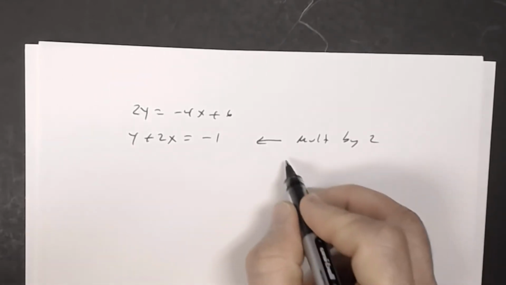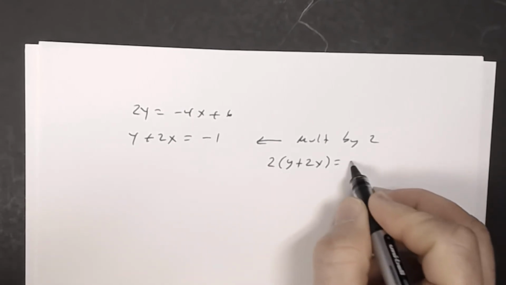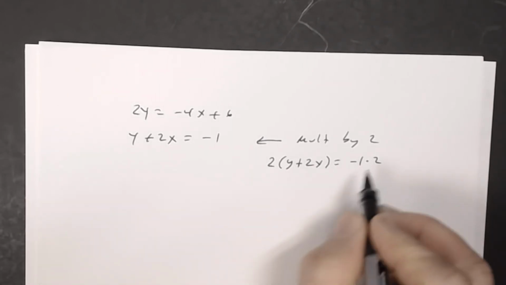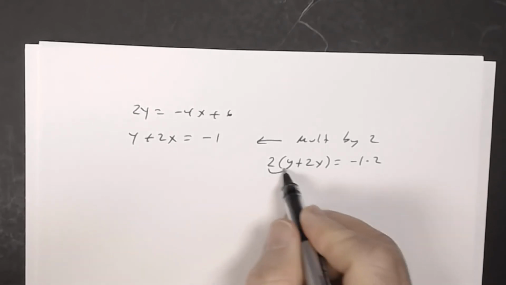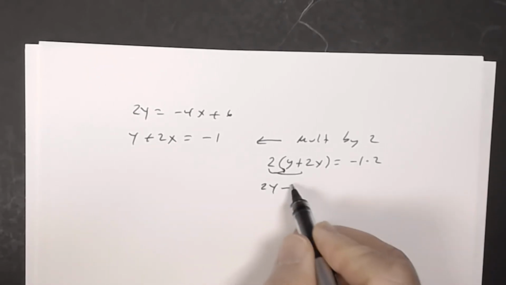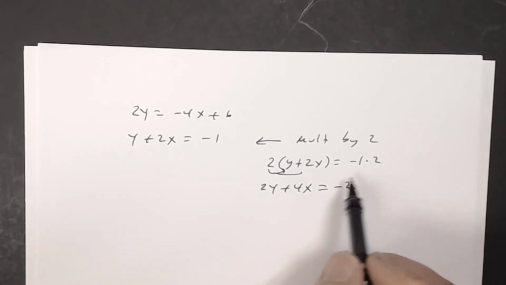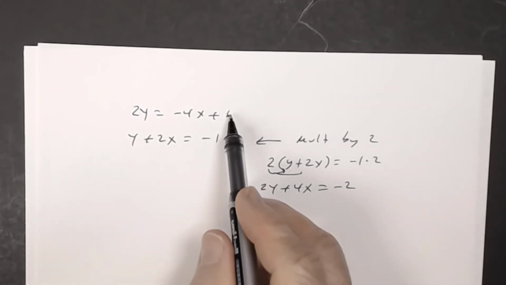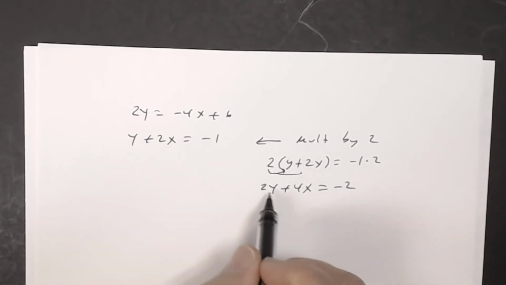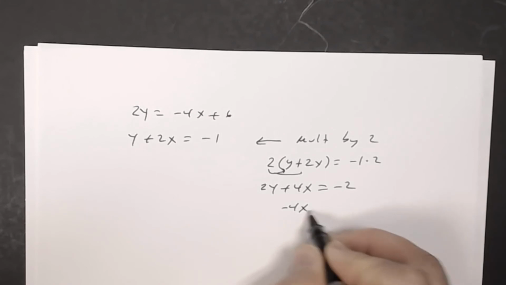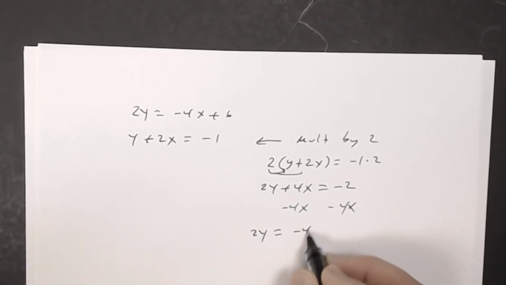And let's see what we get. So we get 2 times y plus 2x equals negative 1 times 2. What I do to one side, I do to the other. So I multiply this side by 2, I multiply that side by 2. Then distribute, I get 2y plus 4x equals negative 2, right? So the question becomes this, is this right here the same as this? Well, let's see. Over here I got 2y by itself, so let's get 2y by itself. I'm going to subtract 4x. So I get 2y equals negative 4x minus 2.